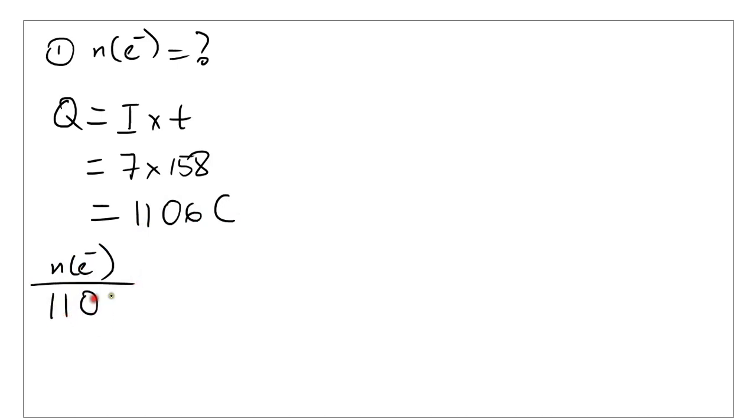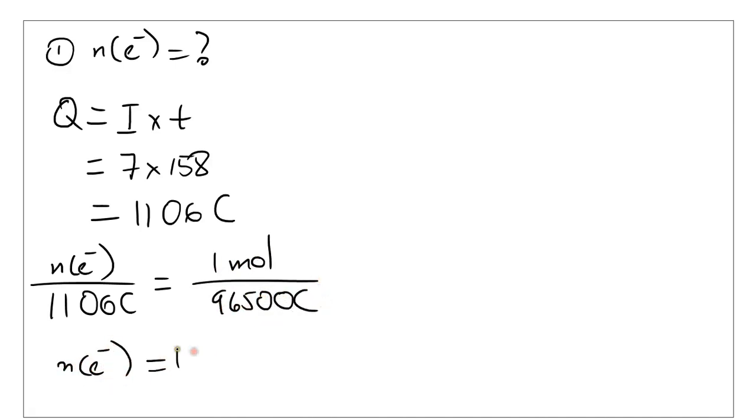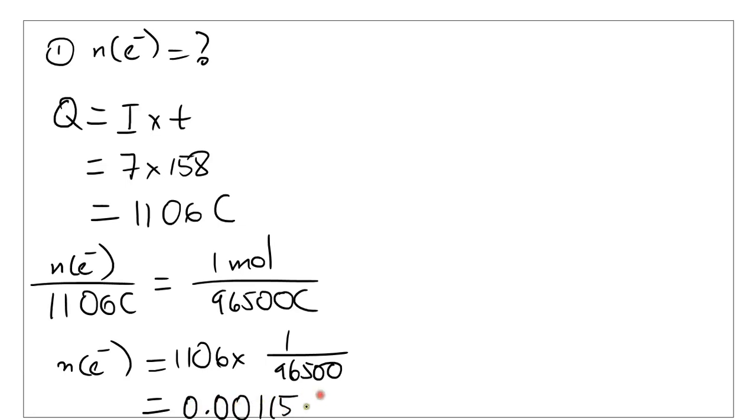For 1106 coulombs, it's 1 mole of electrons over 96,500 coulombs. So 1106 times 1 over 96,500 is 0.0115 mole. So that's the number of moles of electrons.